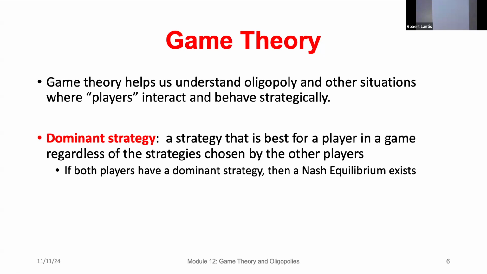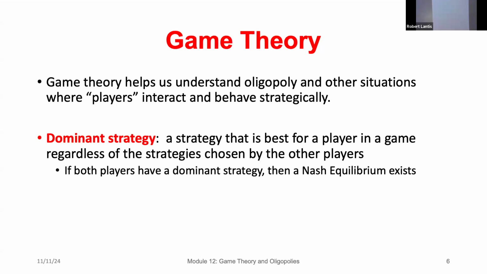If firm one always has a dominant strategy to set a low price, and firm two always has a dominant strategy to set a low price, we know what the Nash equilibrium is going to be. Each person's best choice doesn't depend on what the other person does. So we know they're both going to choose to set a low price there.